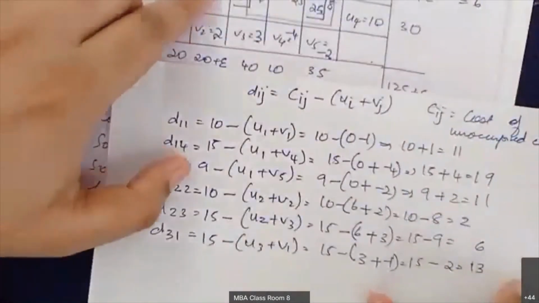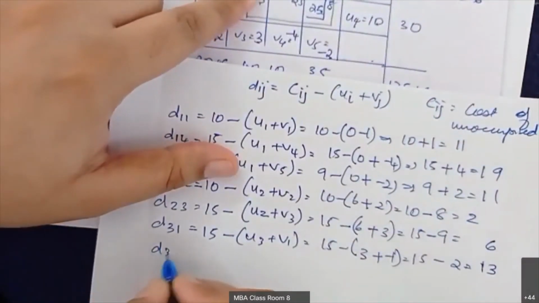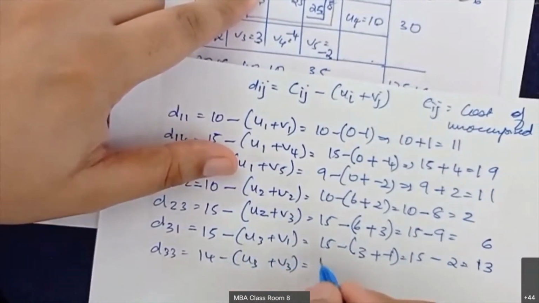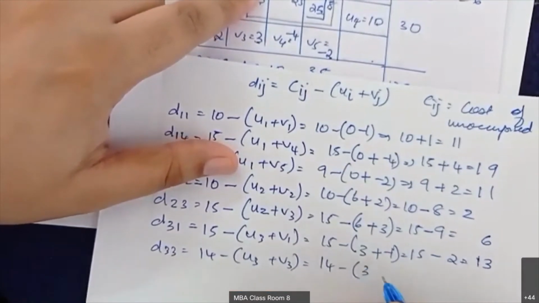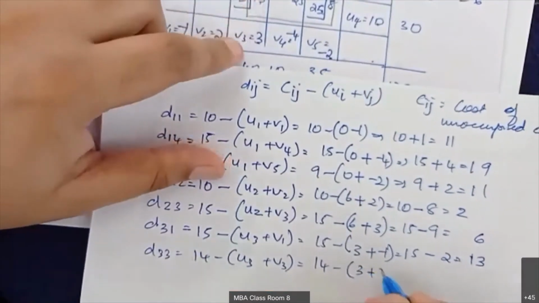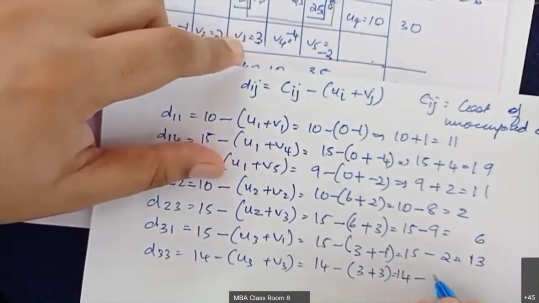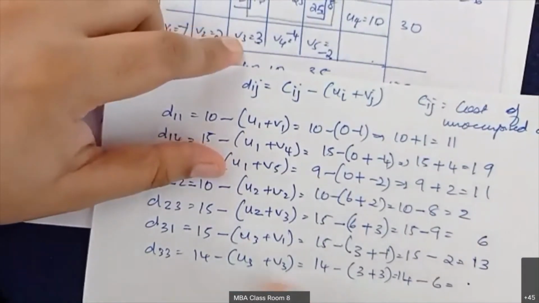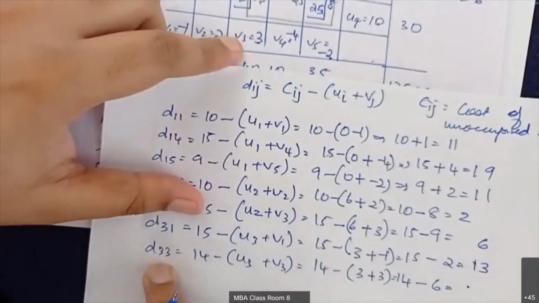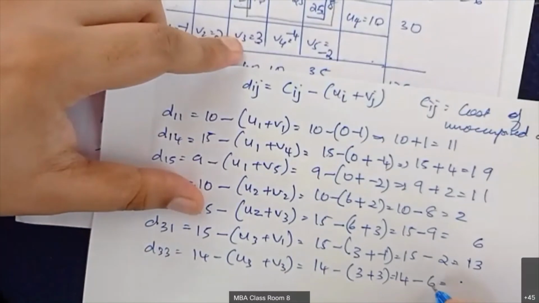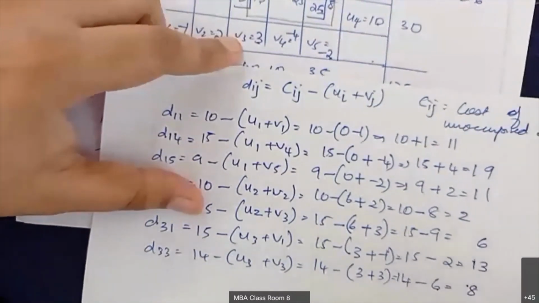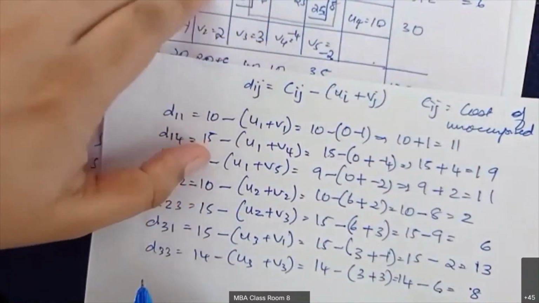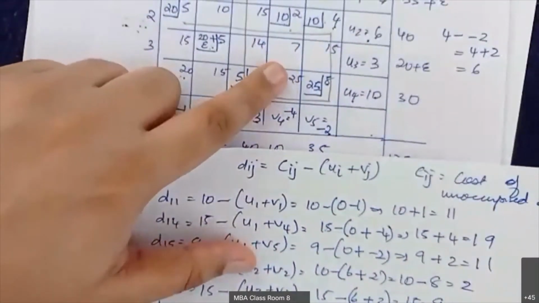Next, my empty cell is over here, D33. D33 cost is 14 minus U3 plus V3. What is U3? 3, plus what is V3? V3 is 3. 14 minus 6, so it becomes 8. Next, my cell is this one, this cell over here that is empty, D34.